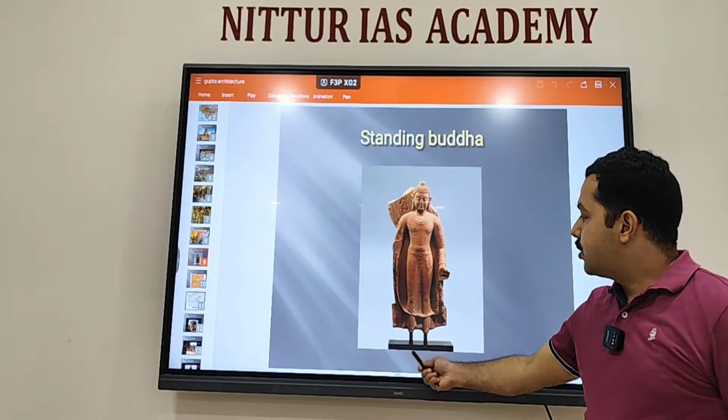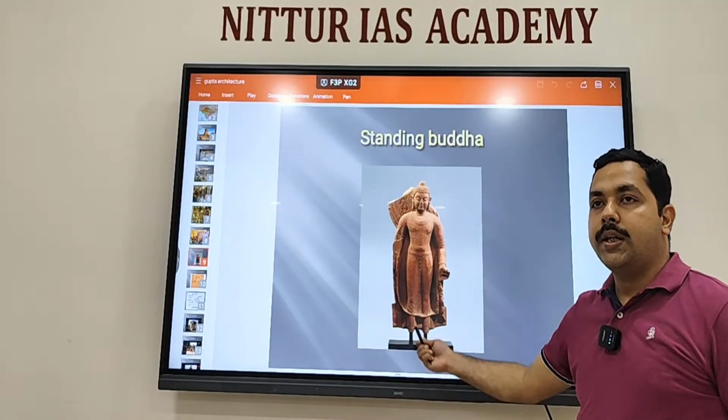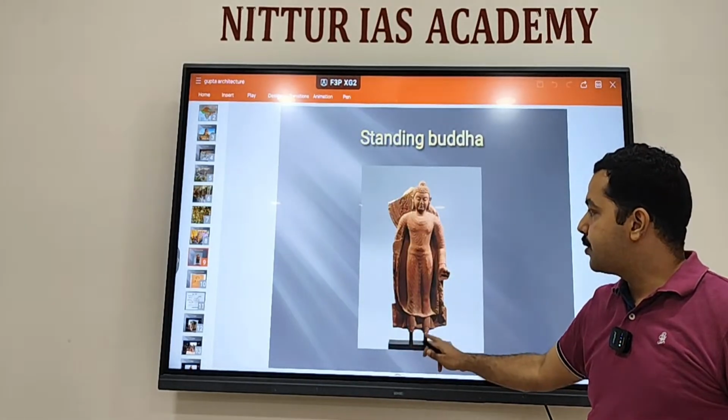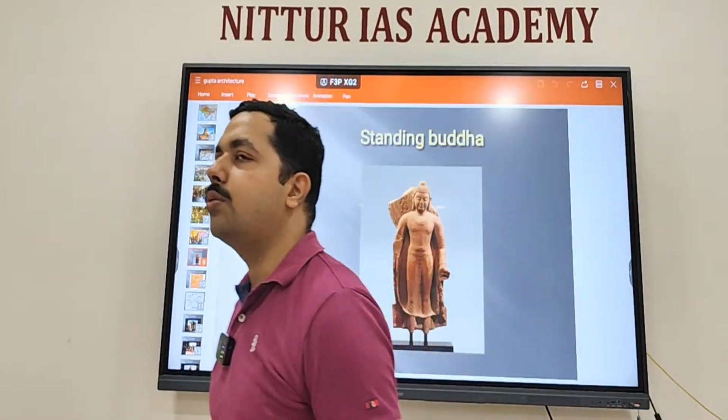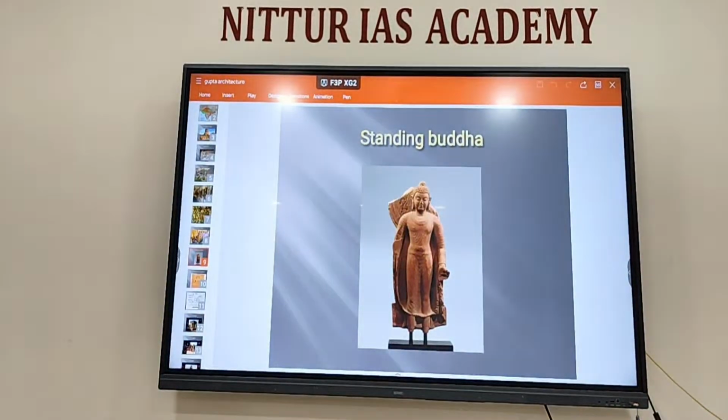Here you see the Buddha created in metal sculpture. These metal sculptures of Buddha are also found from the Sarnath region. Sultanganj is a place in Bihar. These are important sculptures belonging to the Gupta period.